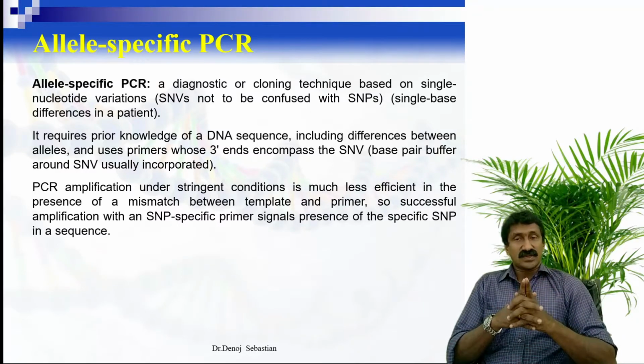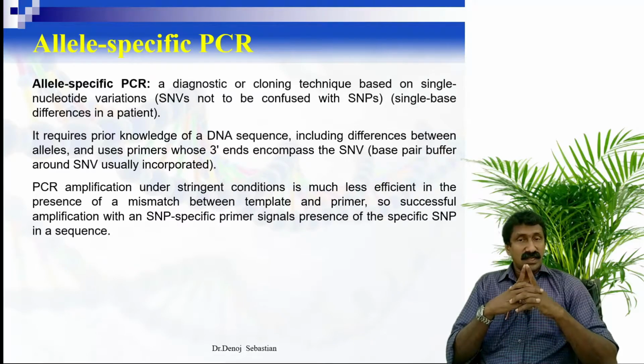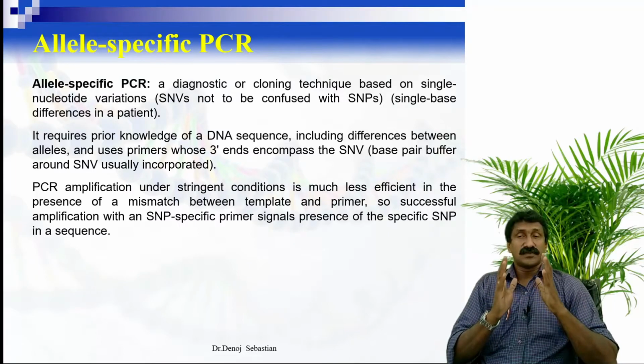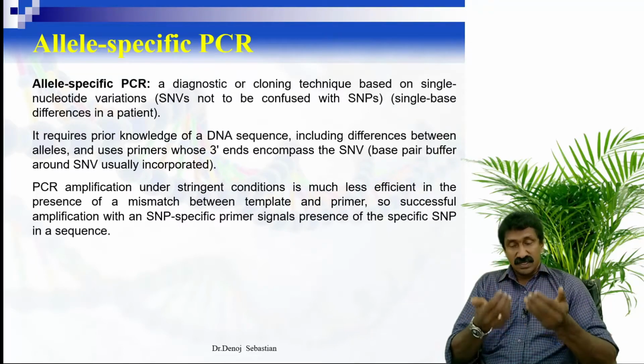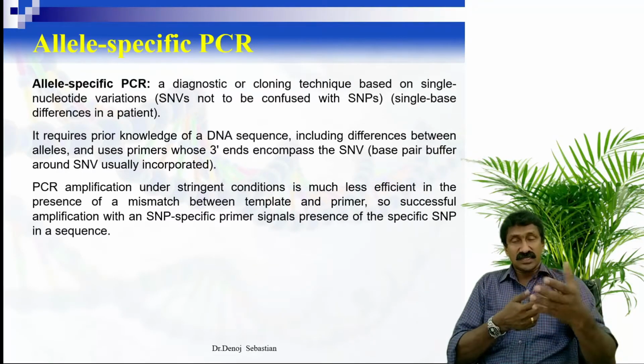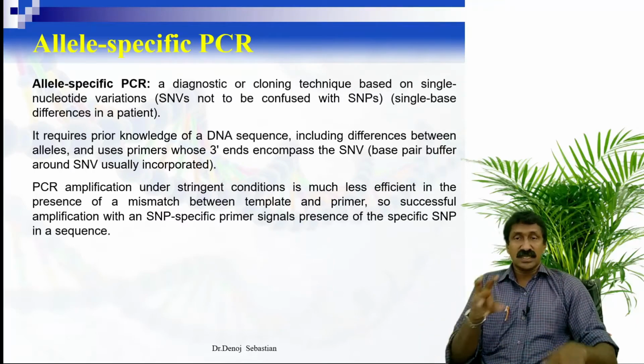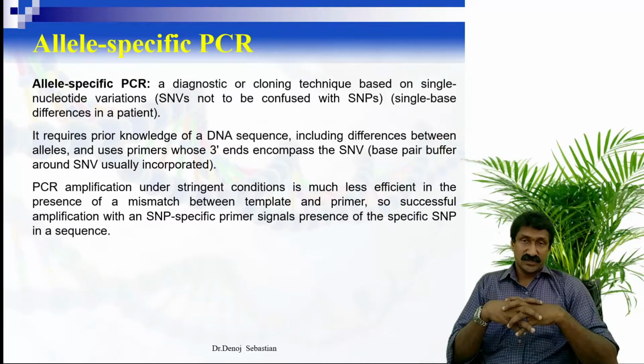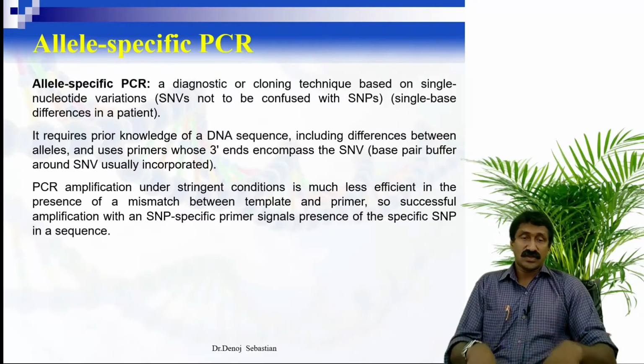So the PCR amplification under stringent conditions is much less efficient in the presence of a mismatch between the template and the primer. So successful amplification with an SNP specific primer signals the presence of a specific SNP in the nucleus. That means if you are designing a primer which is targeting that single nucleotide variation, and you are getting an amplification, that means in the target DNA that mutation or variation is present. If not, that variation is not present. So you are designing the primer which is specific for that corresponding variation.